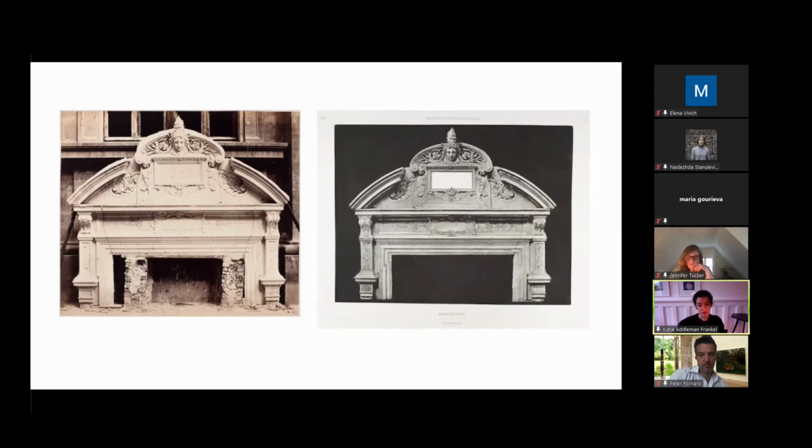In the literature on photomechanical techniques like photogravure, it is taken for granted that photogravure reproductions are replications rather than interpretations or translations. That the point was to make as exact a replica of a photograph as possible in this other, more stable, more easily publishable medium.